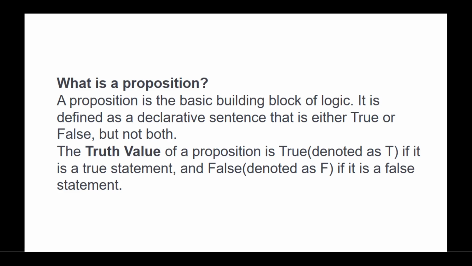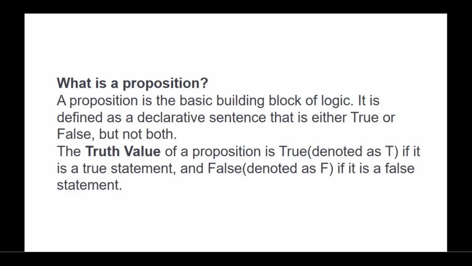Consider the following examples. 9 is a prime number. We know that 9 is not a prime number actually, so that is a false statement. Suppose you consider 7 is a prime number. That is a true statement. Such statements which are either true or false but not both are called propositions.